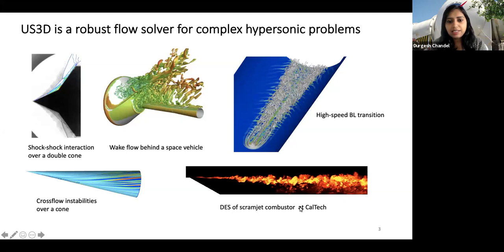Detached simulations of a scramjet combustor. These are some of the complex geometries where, with US3D, the team at Minnesota was able to provide high fidelity flow predictions which match numerically stable. So I will show a little bit of detail of some of these going further down.